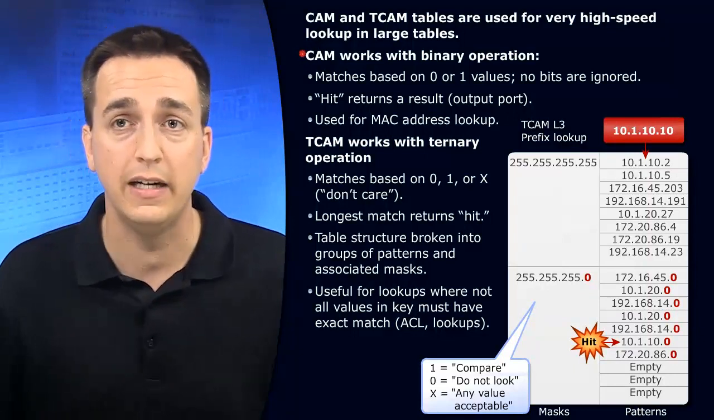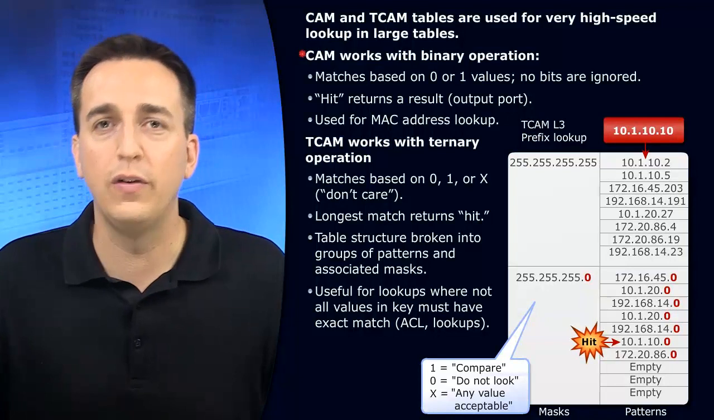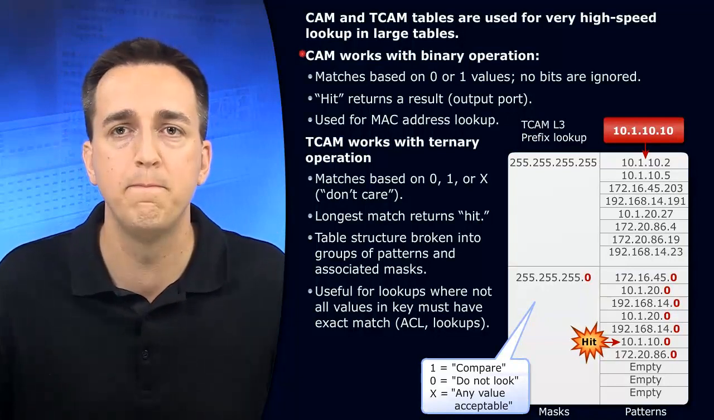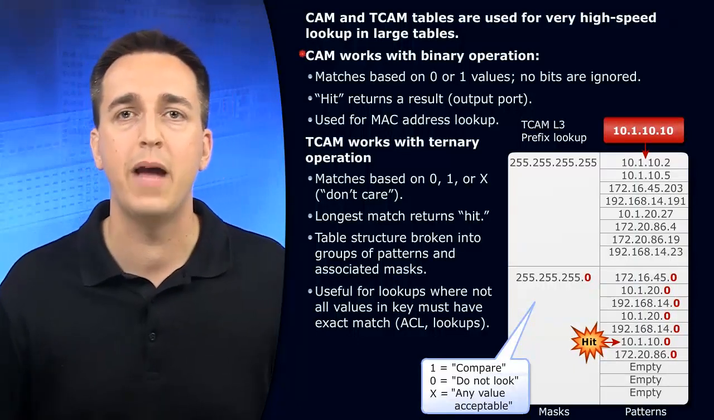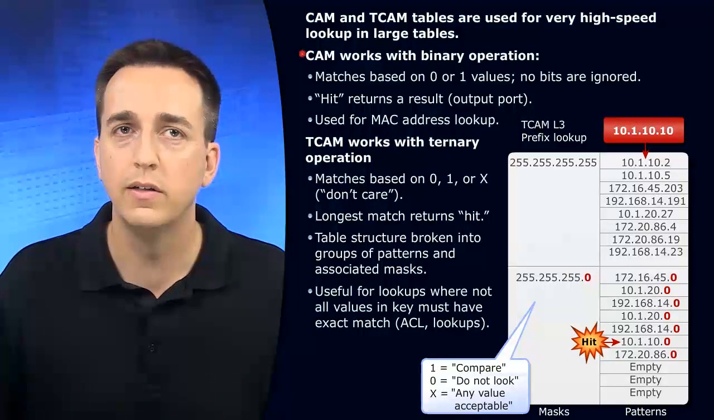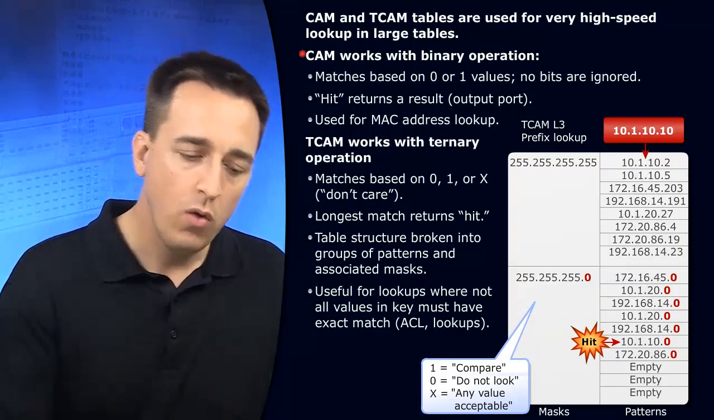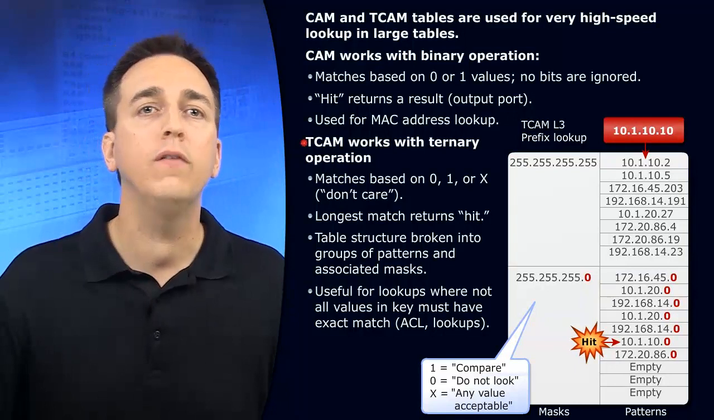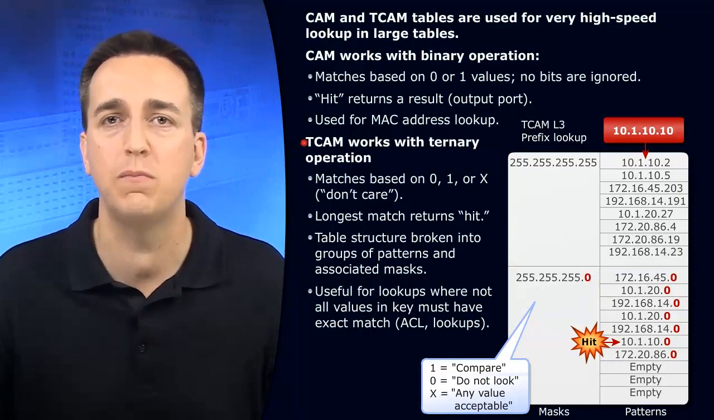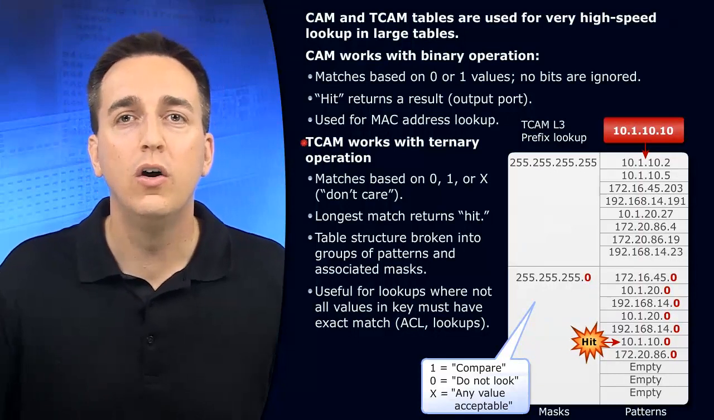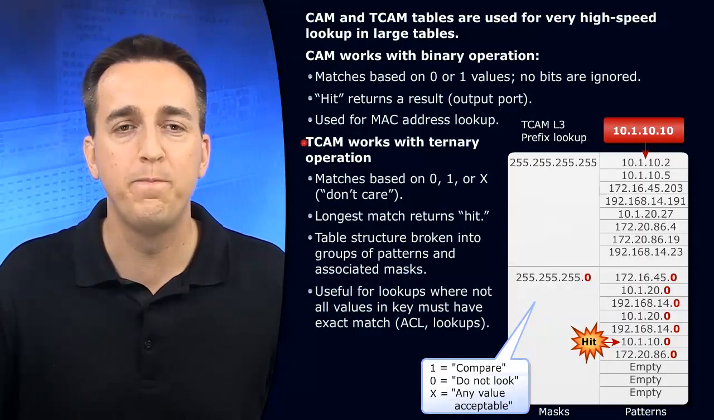If it doesn't find it, it's going to flood the frame out all ports except the port it came in on. If it finds an exact match, it forwards it out the appropriate port. However, there will be times when we don't need an exact match. We are simply looking for the best match, the closest match. This might be with access control lists or quality of service or the routing table.